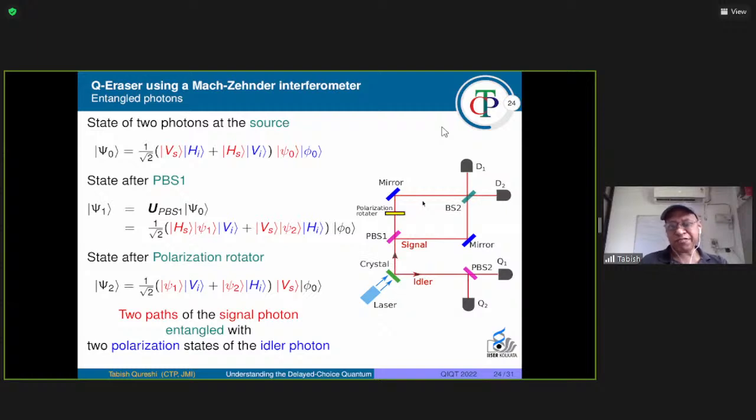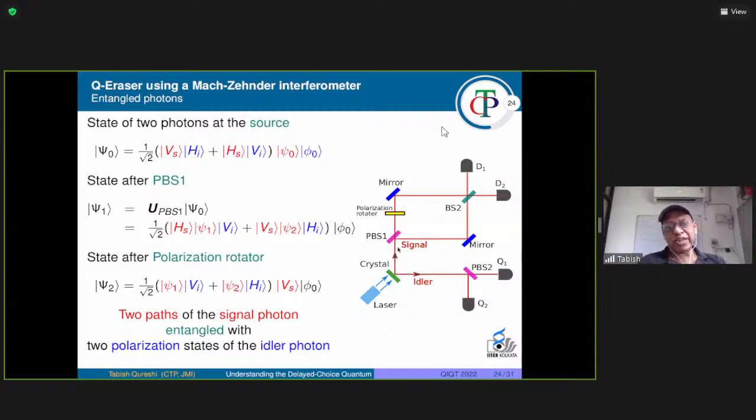The modification from the standard Mach Zehnder interferometer is that here, instead of a conventional beam splitter, there is a polarization beam splitter. So what it does is that instead of putting this photon in a superposition of two paths, it will put it in a superposition of two paths, but with different polarization. One component will go here, the other orthogonal component will go here.